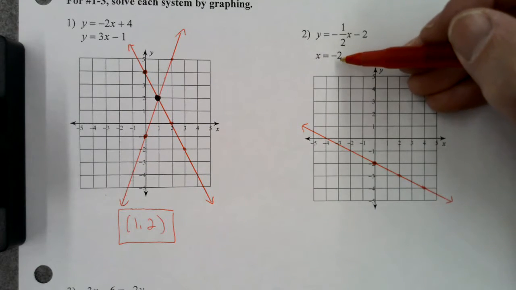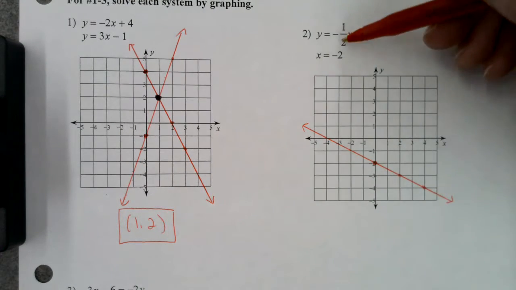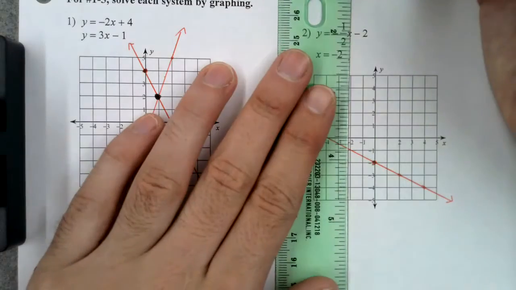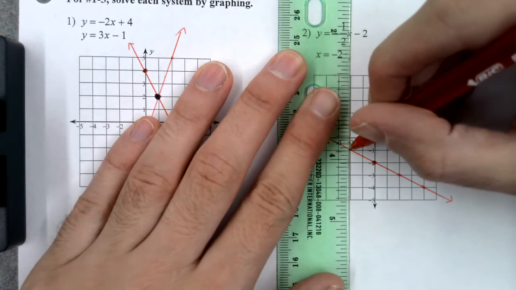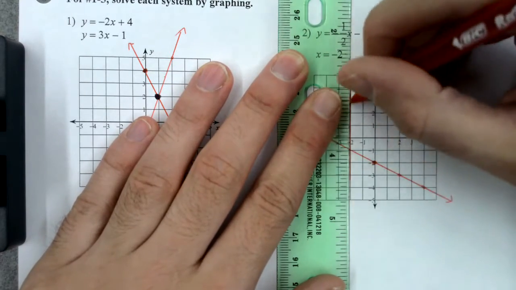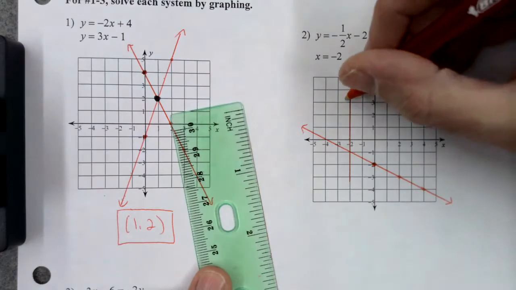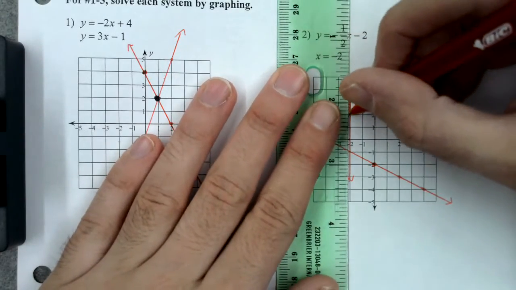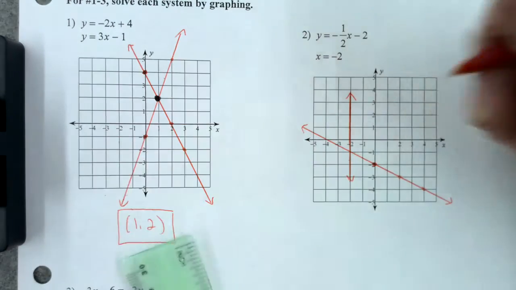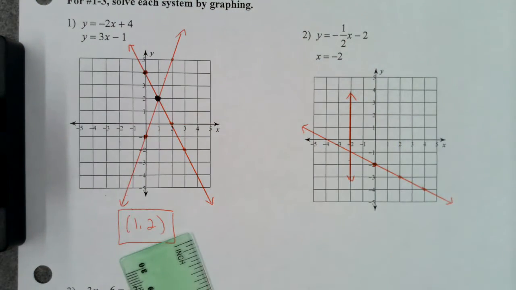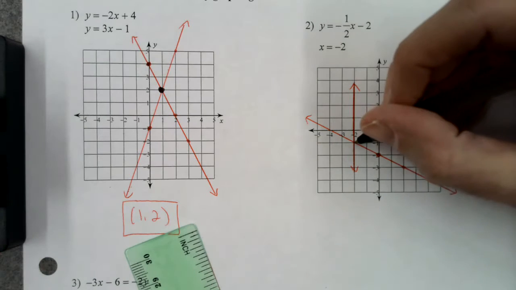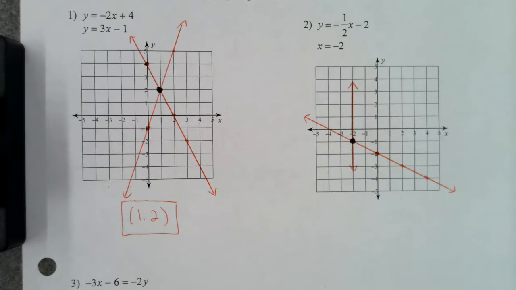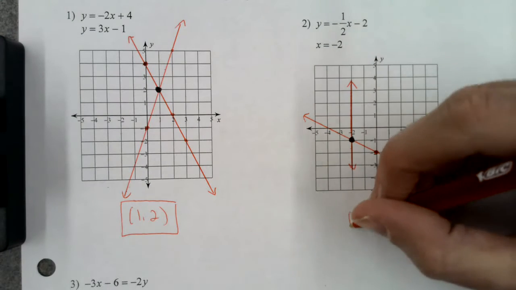Okay, and then the other line, x equals negative 2. Whenever you have x equals a number, it's a vertical line, okay? So this is going to be a vertical line at negative 2. X equals a number is a vertical line. Y equals a number is a horizontal line, remember? X equals a number is a vertical line. And you'll see the 2 lines intersect right here. So that is the answer, (negative 2, negative 1), as an ordered pair, remember?